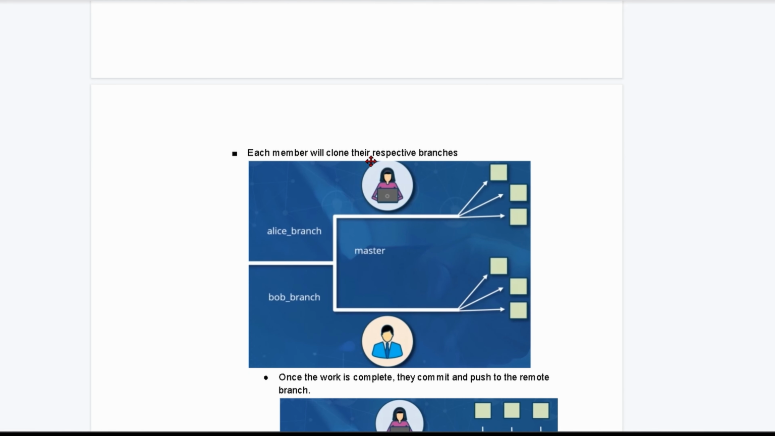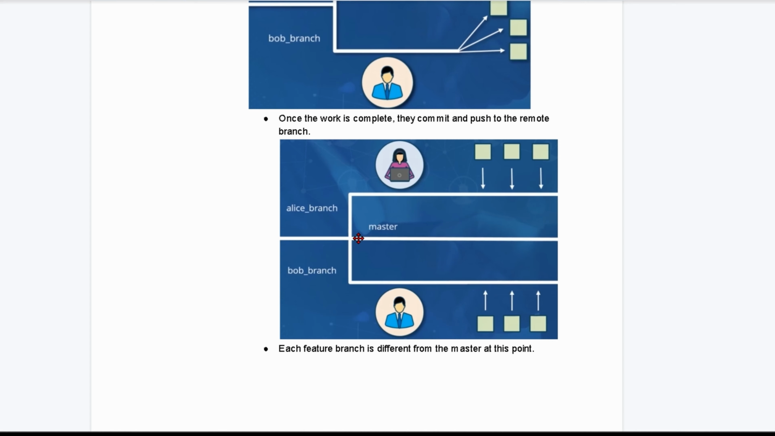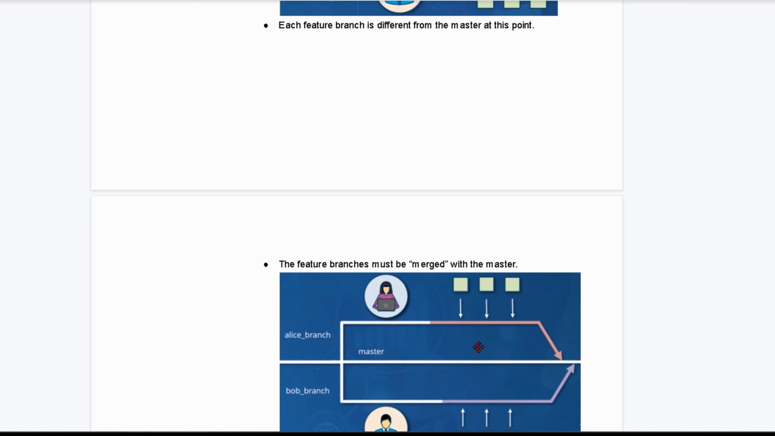Now each member will clone their respective branches. Once their work is complete, they commit and push to the remote branch. So we have, again, our Alice branch and our Bob branch. Each feature branch is different from the master at this point. They're both working on separate branches. Now, they can merge it with the master.